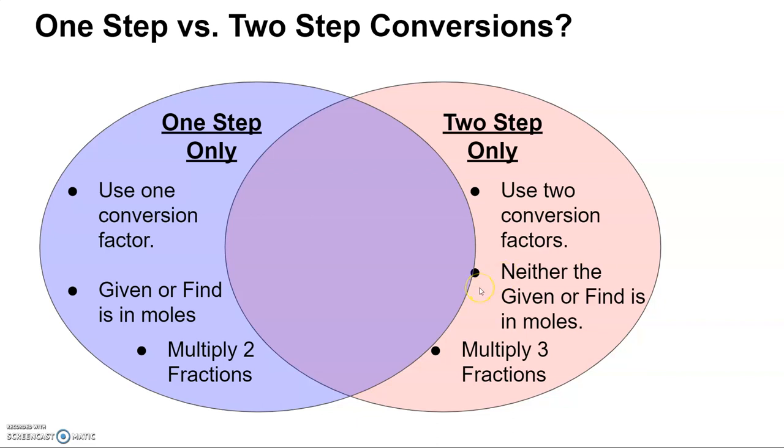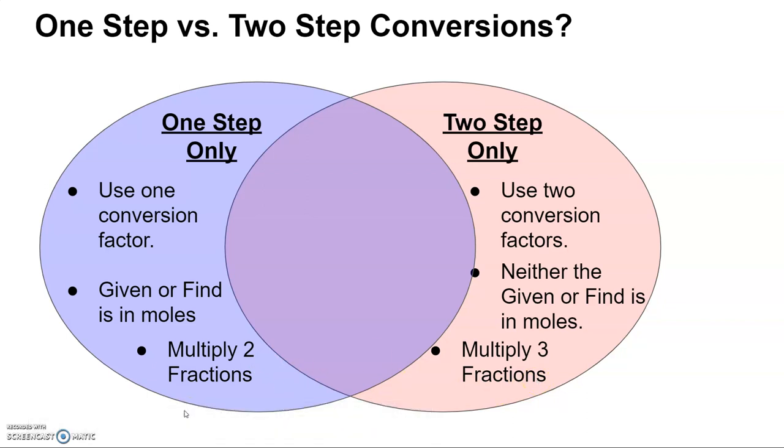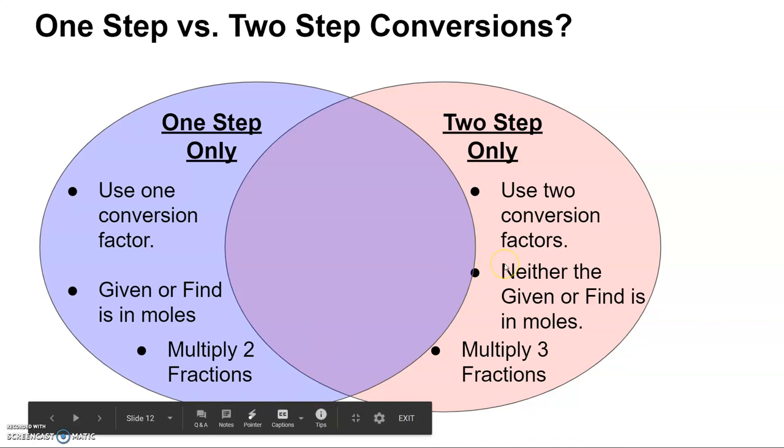And then finally, in terms of the math, in a 1-step, you multiply 2 fractions together, but in a 2-step, you're going to multiply 3 fractions together. So in a 1-step, you're multiplying your given and your conversion factor fraction. In a 2-step, you're multiplying your given and 2 conversion factor fractions.